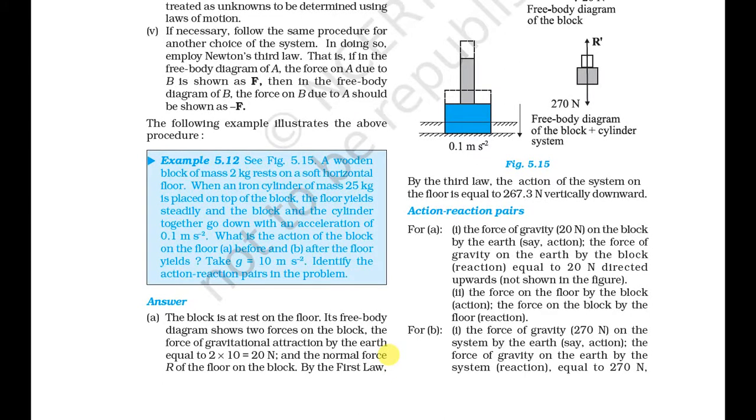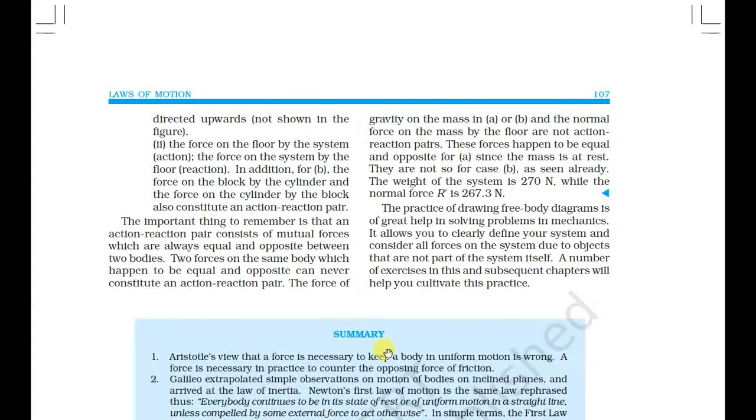So see here, the force on the floor by the block is the action, and the force on the block by the floor is the reaction. Now see here, in case B the force of gravity is 270 newtons on the system by the earth, the action, and the force of gravity on the earth by the system, the reaction, equals 270 newtons directed upward, not shown in the figure. The force on the floor by the system is the action, and the force on the system by the floor is the reaction. In addition, the force on the block by the cylinder and the force on the cylinder by the block also constitute action and reaction.